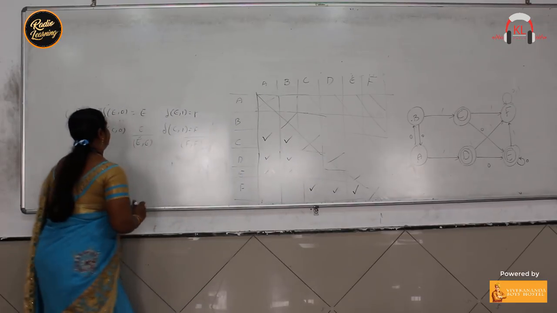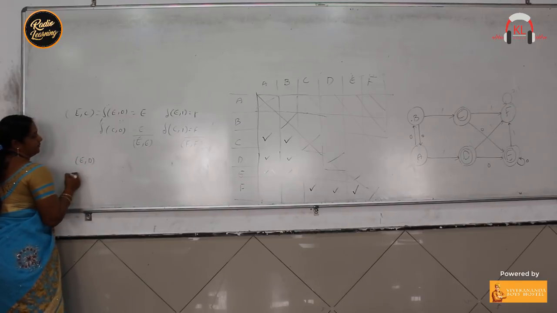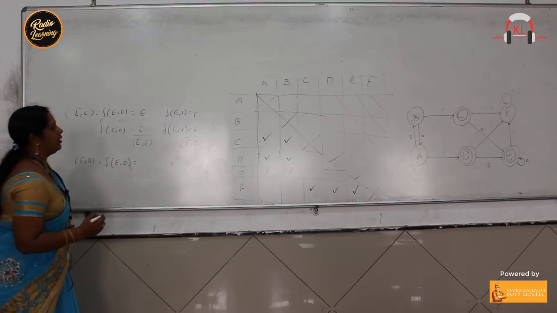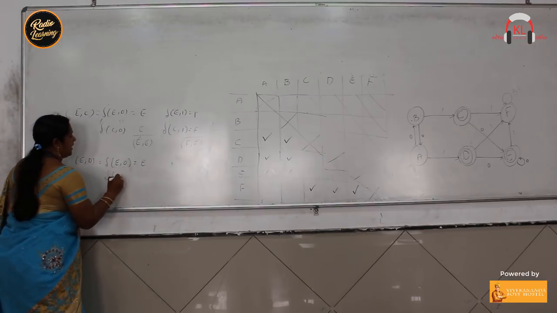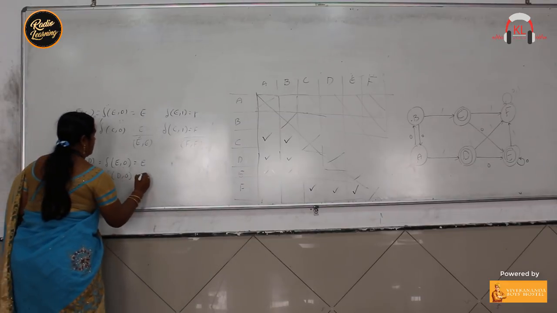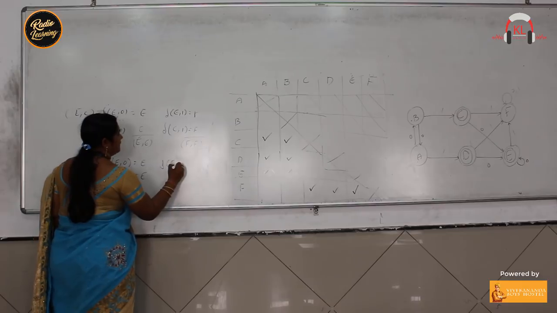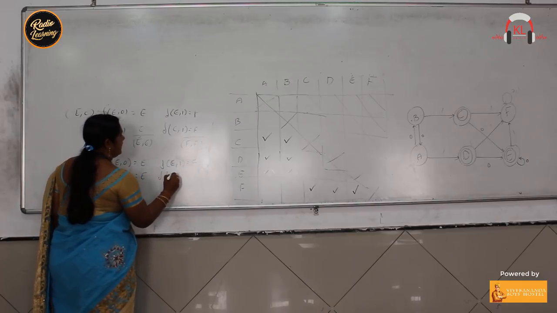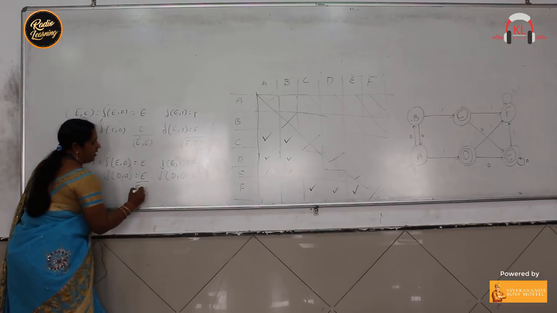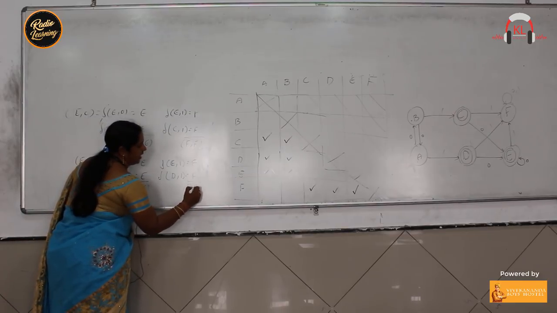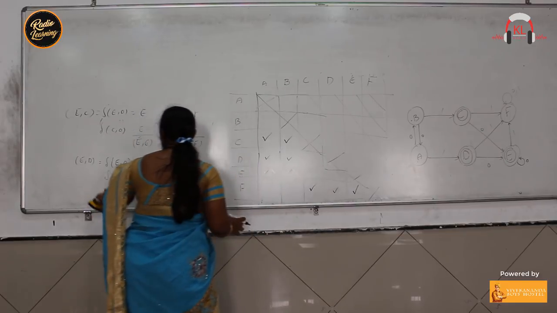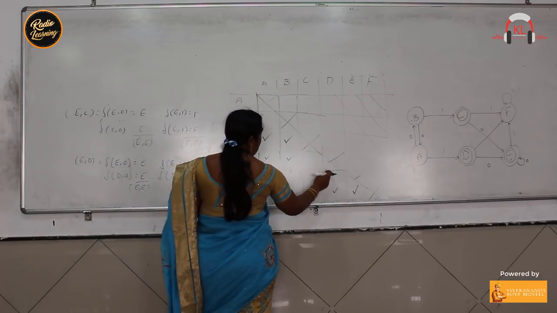Now go for E comma D. The next pair is E comma D. So apply the same: delta E comma 0, E after reading 0 is going for E. Delta D after reading 0, where is it going? It is going to E. Next, delta E after reading 1 is going to F, and delta D after reading 1 is going to F. Again, I am having the pair E comma E and F comma F. Is there anything marked here? There are no such pairs in my table, E comma E and F comma F. That's why I am not doing anything for the cell E comma D. I am leaving it as it is.